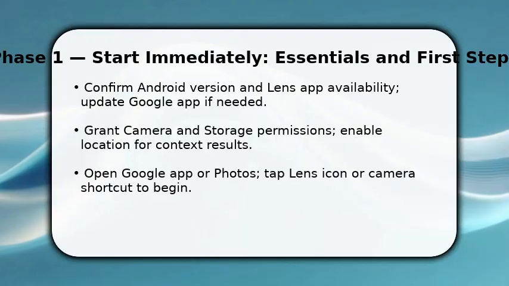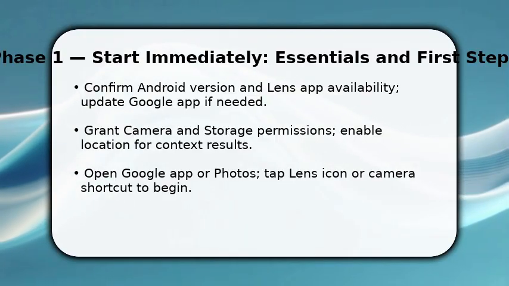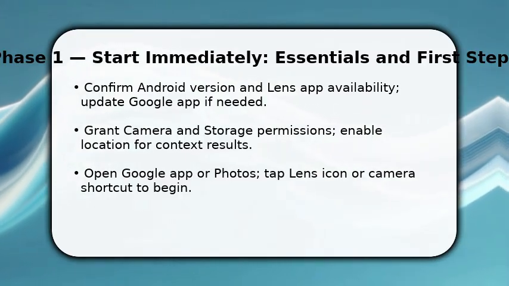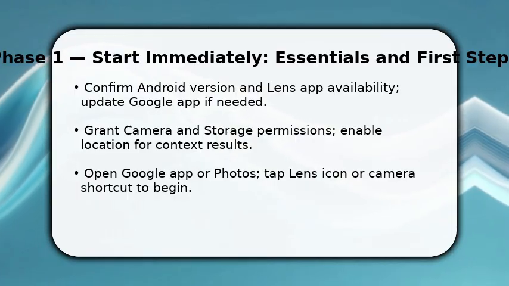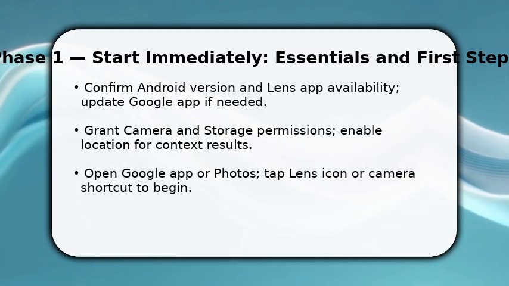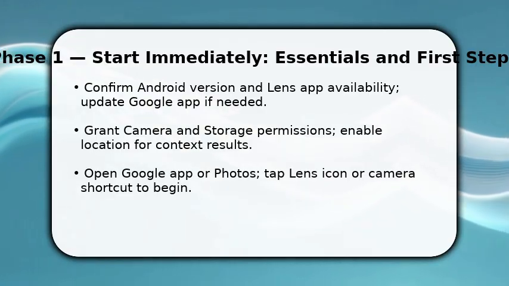Enjoy the video. You start by checking permissions and app readiness. This saves time. Open the Google app or Google Photos and tap the lens icon. If you see a camera view, you're set. Aim the camera at the subject, then tap to focus. Once done, choose the mode: text, translate, shopping, or identify.